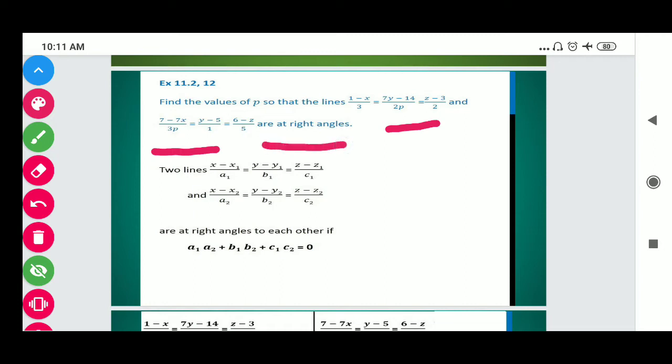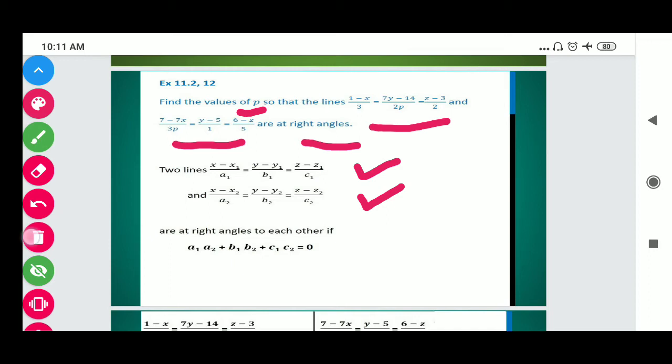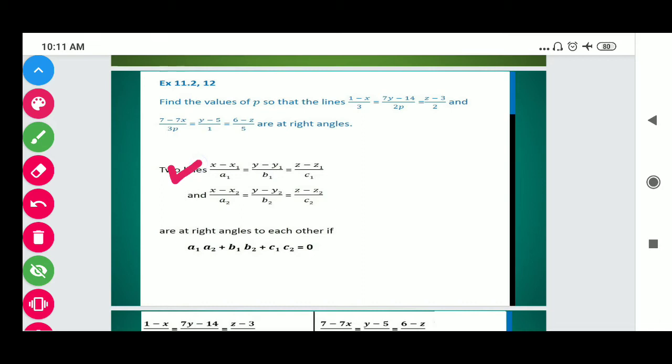Students, here we have two equations in Cartesian form, and we need to find the value of P so that these lines are at right angles. First of all, you should write the Cartesian equation in the proper form, that is (x minus x1) over a1 is equal to (y minus y1) over b1 is equal to (z minus z1) over c1. If you compare this to the given equation, it is not in the form of x minus x1. So for that, first make it proper Cartesian form.